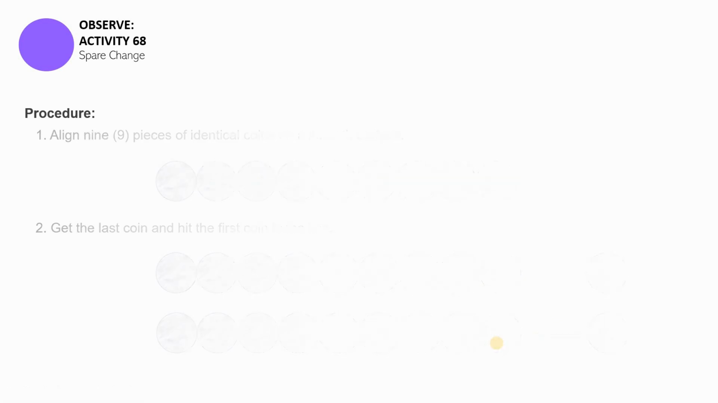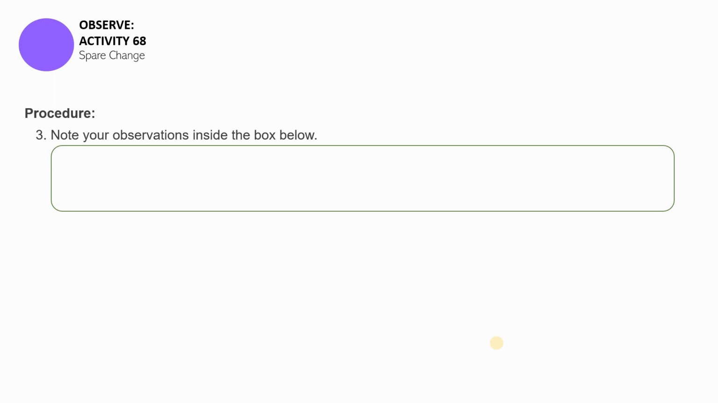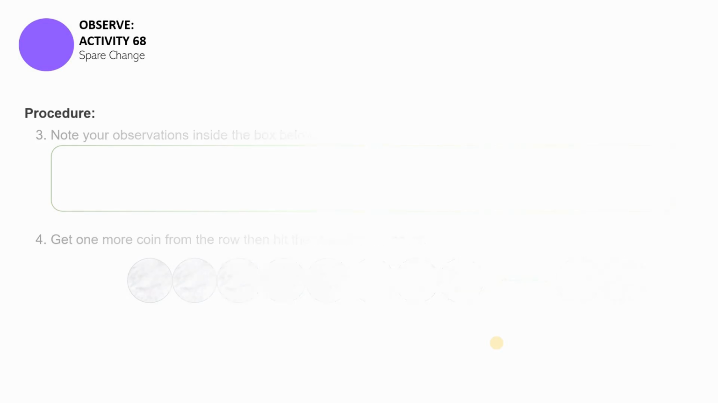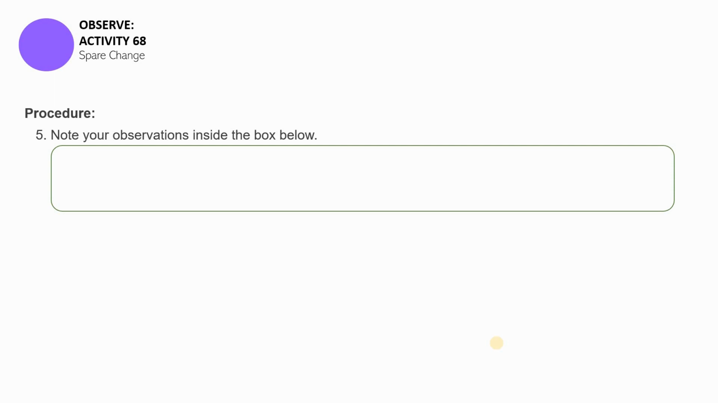Something's gonna happen, and what you have to do is note your observation on your sheet of paper. Next one, get 2 coins. Okay, so that's like including the first one a while ago, and hit the row with those 2 coins. Now, something's gonna happen, something that's quite different. Note your observation.